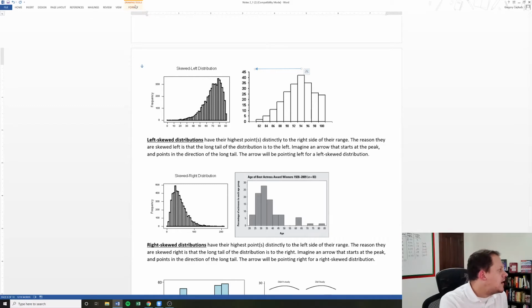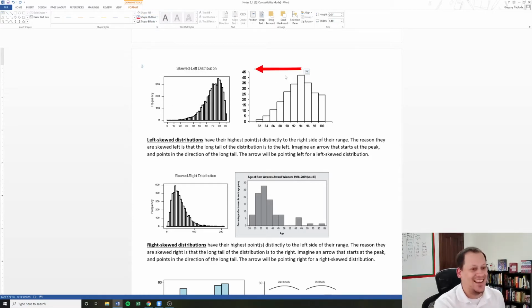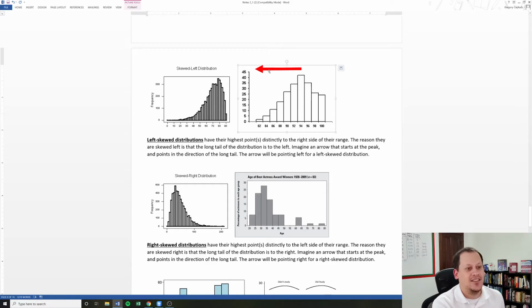Oh, that's a wimpy arrow. We can do better than that. Let's make it red, and let's make it thick. Yeah, look at that guy. That's awesome. So, if you do that, and you make an arrow pointing toward the direction of the longer tail, the direction your arrow is pointing is the direction of the skew. So this is left skewed.